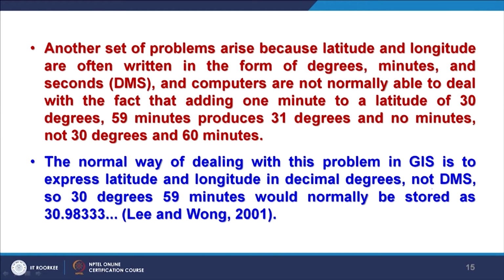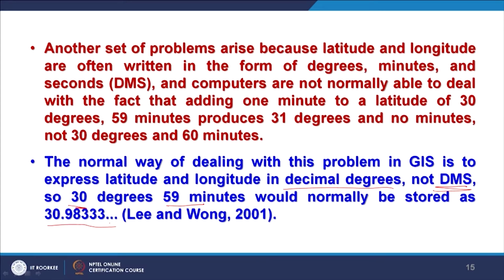Here, what we store instead of DMS is decimal degrees, or in short DD. So the normal way of dealing with this problem of cyclic data in GIS was that instead of storing in DMS, we started storing in decimal degrees. For example, 30 degrees 59 minutes would normally be stored as 30 point something. It is basically a rescaling. Instead of 0 to 60, you rescale 0 to 100, and that can be done quite easily in GIS.